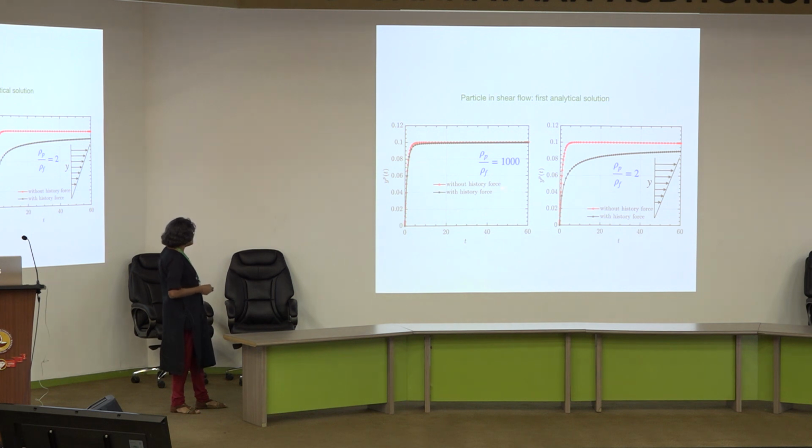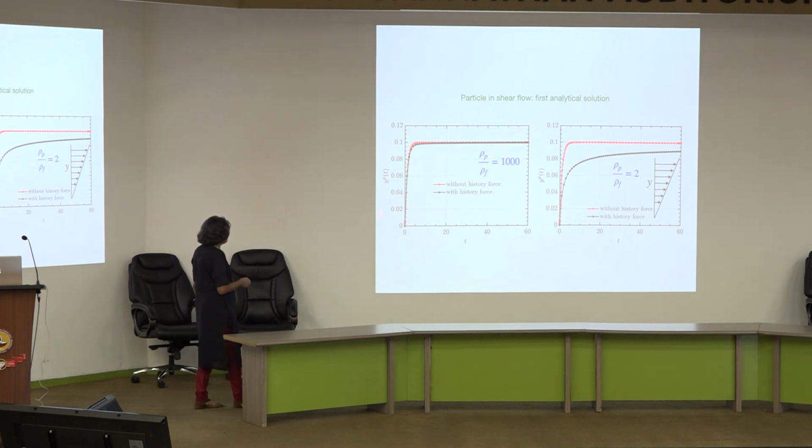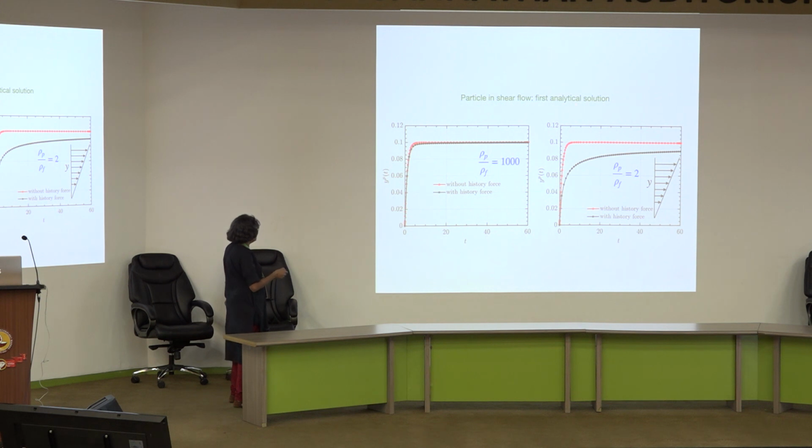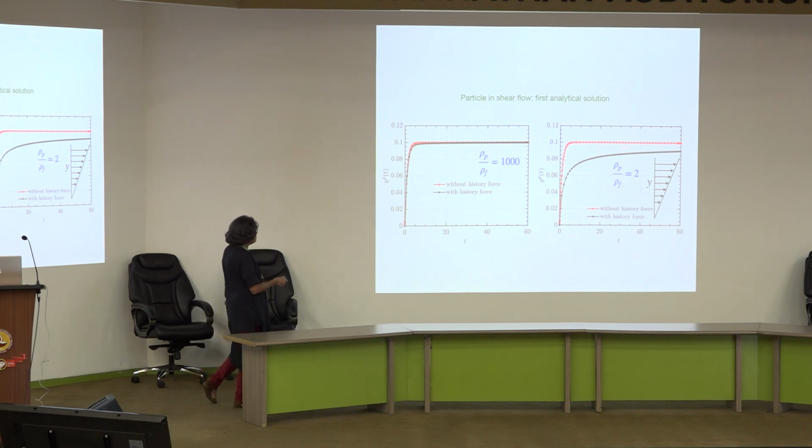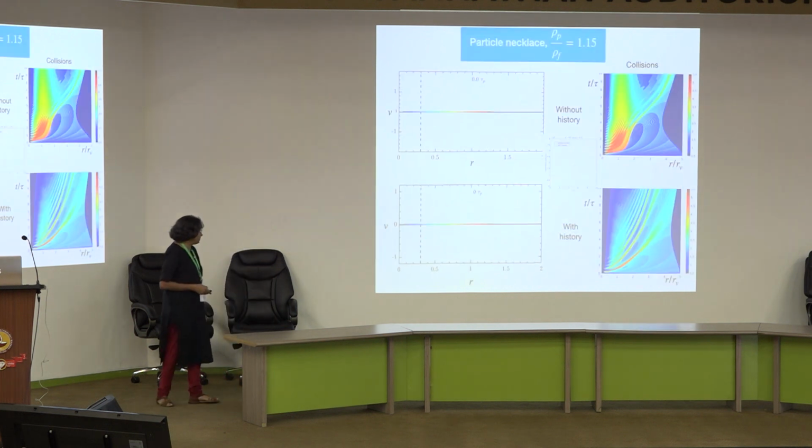And the nice thing is that now that we write it in terms of this history, we can actually get analytical solutions. So this is, for example, for a particle in shear flow. For two different density ratios of particle to fluid, you see that when it's very, very dense, history doesn't make too much difference. But when it's comparable density, then history makes a lot of difference.